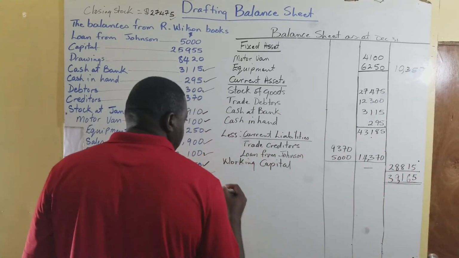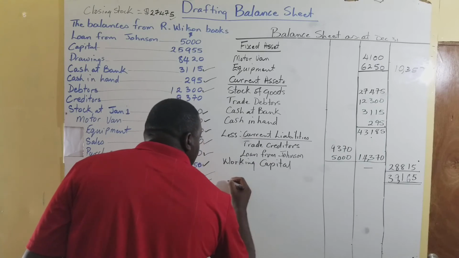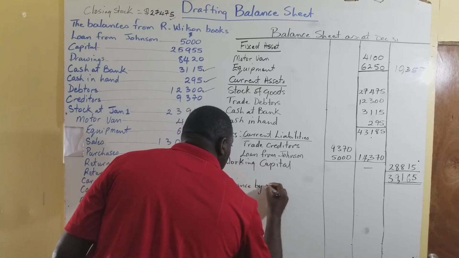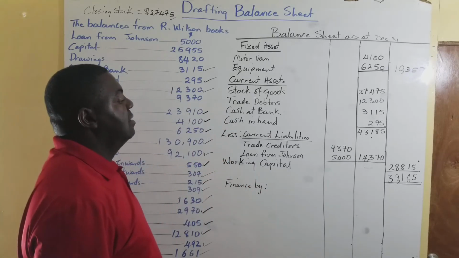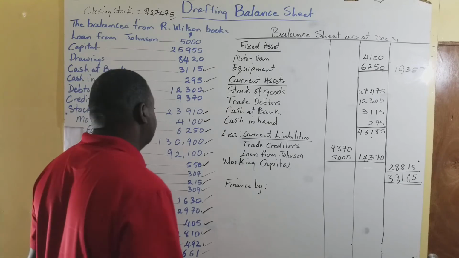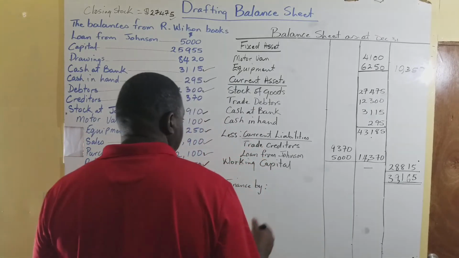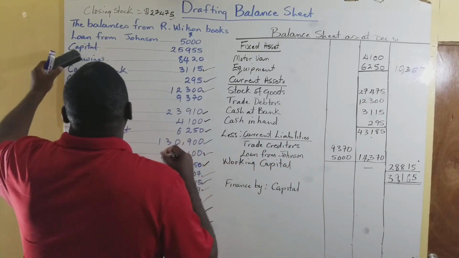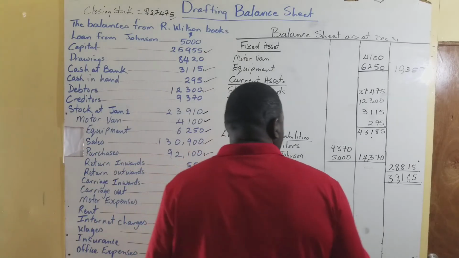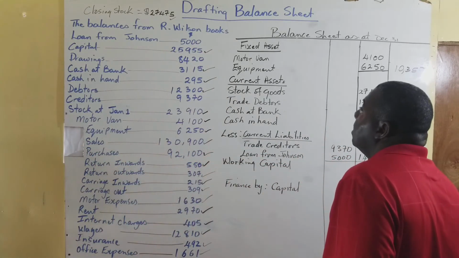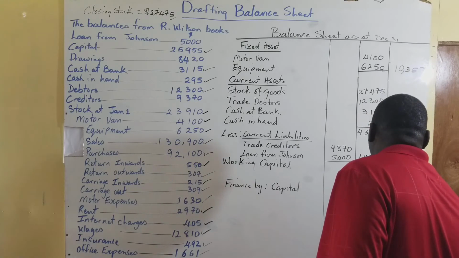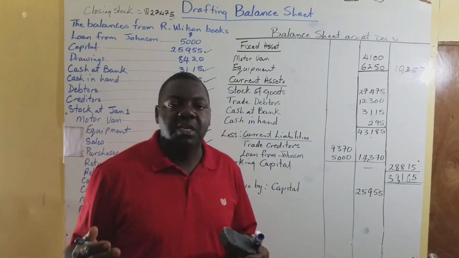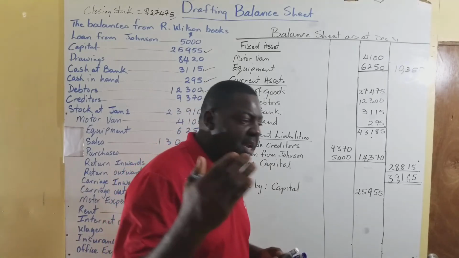We're going to go to the second segment of this balance sheet called the finance by. That means, where did we get the finances to operate the business? The finances for the assets. So we start with the capital in the business. And here's the capital, it is 25,955. Okay. Our next move now, we would pull the information from the income statement, the net profit, and we'll add it.